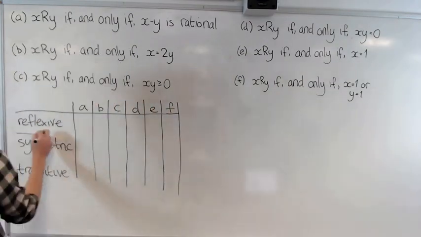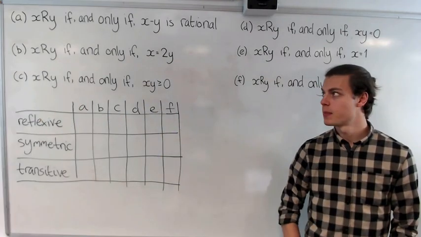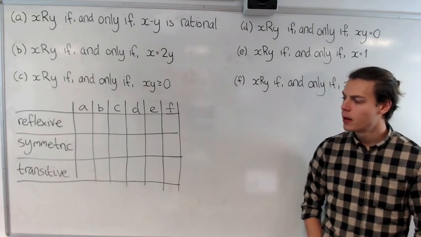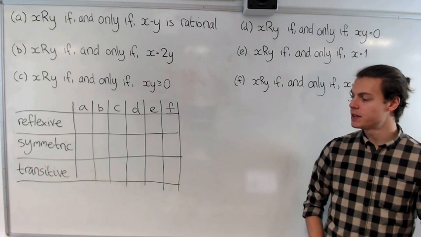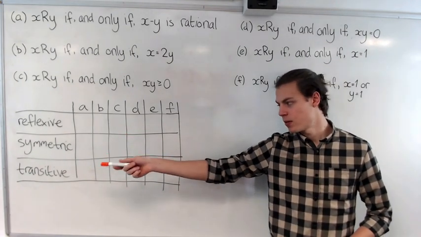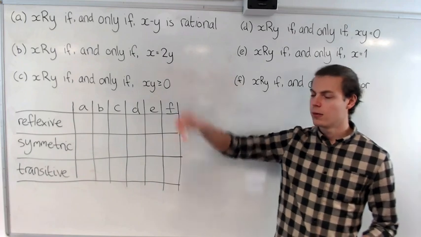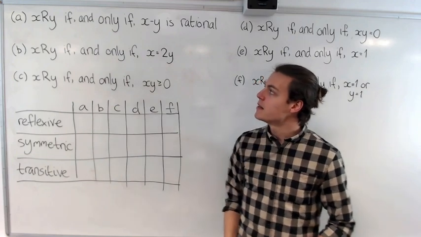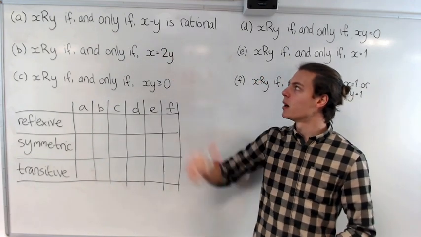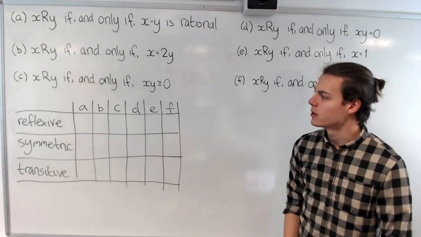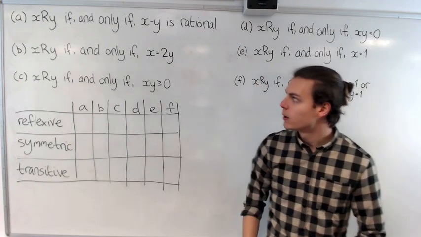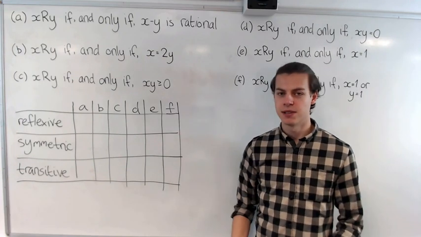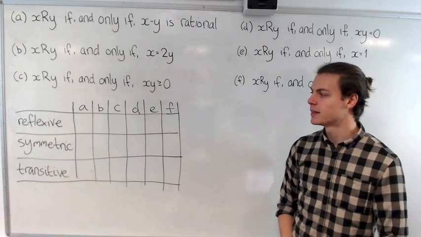In this exercise, we have 6 relations defined on the set of real numbers. Our task is to determine whether each is reflexive, symmetric, or transitive. Let's start with relation A, where x is related to y if and only if x minus y is rational. So, is this relation reflexive? Well, for any real number x, x minus x is 0, which is rational. So yes, this is reflexive.